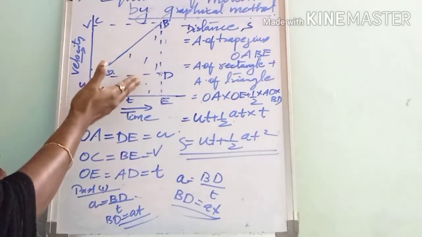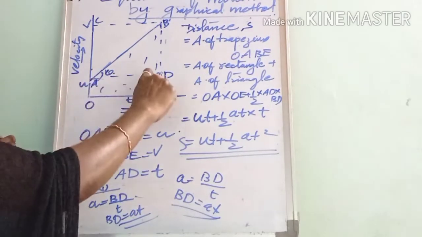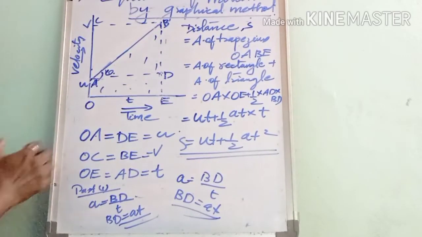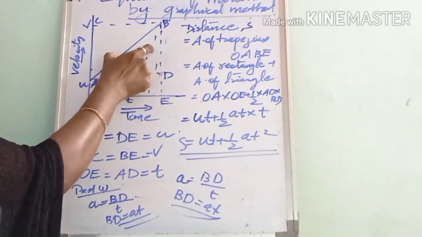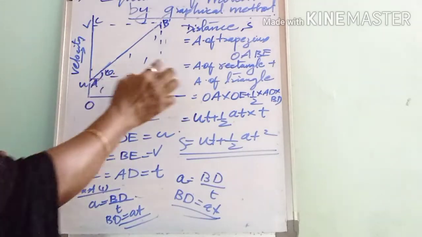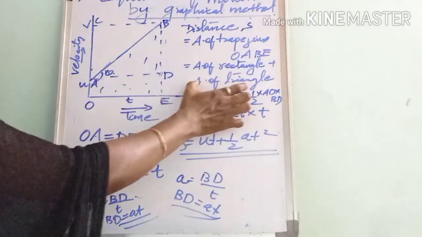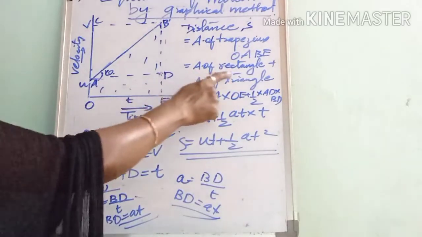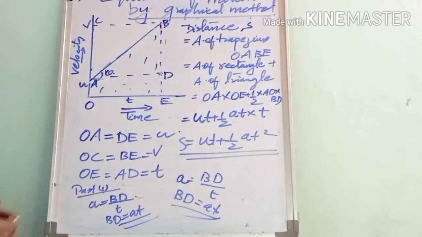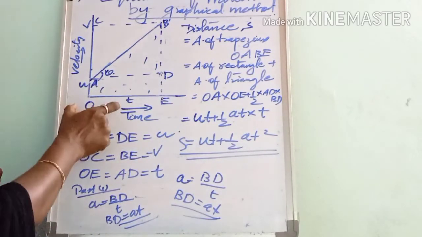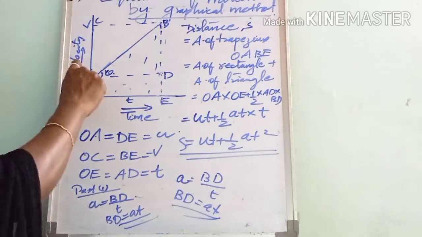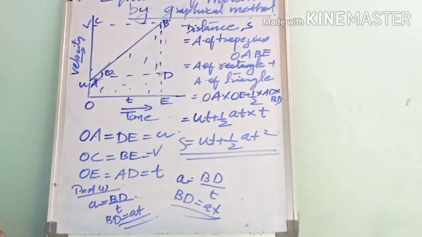This trapezium includes a rectangle and a triangle. So the area can be written as area of the rectangle plus area of the triangle. Here OADE represents the rectangle, so its area is OA into OE. Area of the rectangle OA into OE, plus then the area of the triangle.